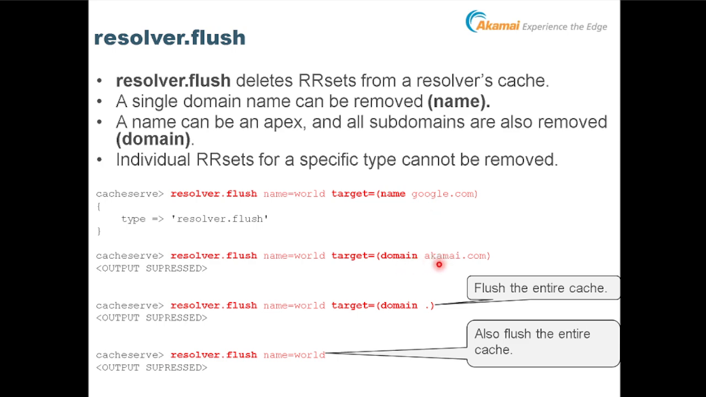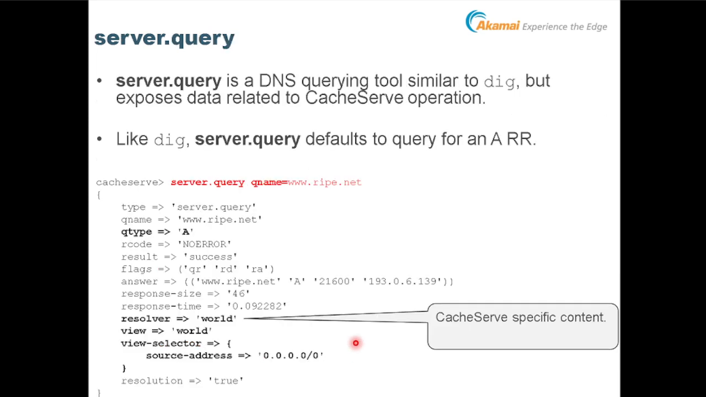You can do a domain, which is like star.akamai.com, so that gets rid of everything. If you flush or delete the domain called dot, there's a tiny little dot there, it's hard to see probably, that means to flush the entire cache. Of course, if you just say resolver.flush and don't specify a target, then it just removes the whole cache and starts over. If you stop CacheServe and restart it, of course, that does the same thing. You start with a fresh cache each time.